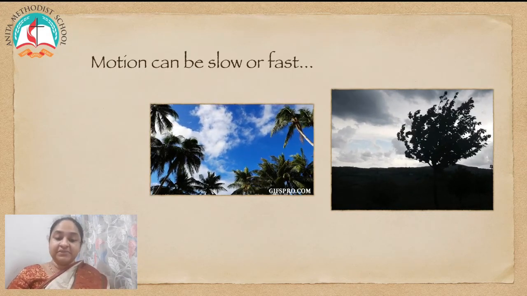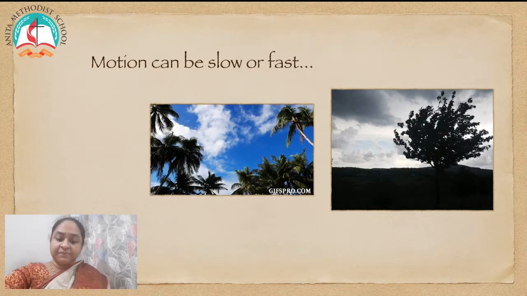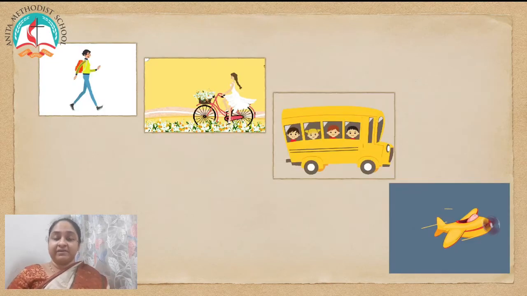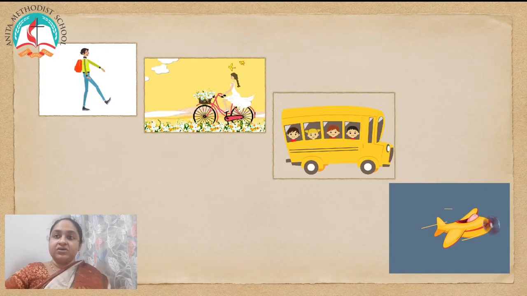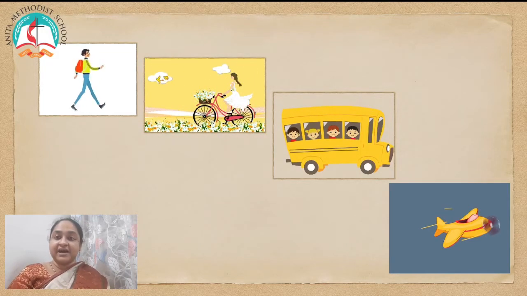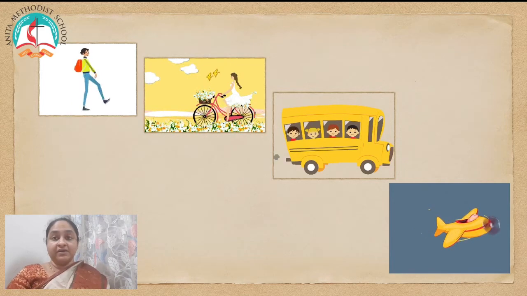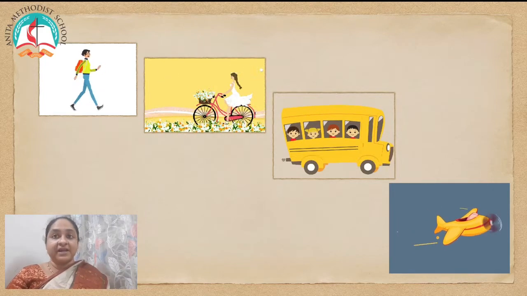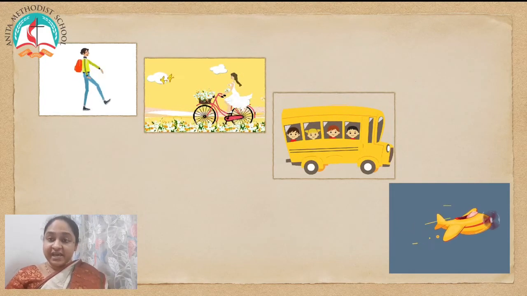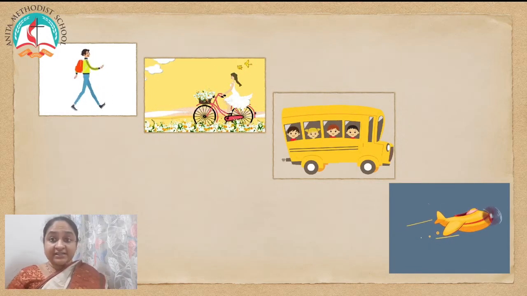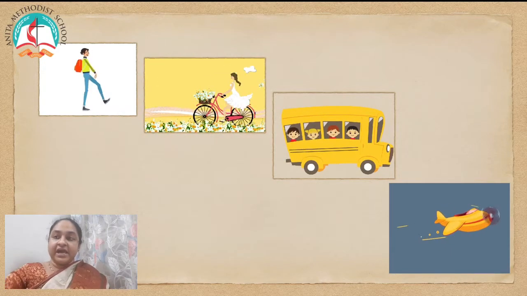And how will we say something is slow or fast without comparing with anything else? How do we say that? You see a person walking here, and then a girl is riding a bicycle. You would all have traveled in a bus, and you would have seen aeroplanes flying in the sky, or you would have even traveled in one. We know that the person walking, we call him slow compared to the girl riding the cycle. But the cycle is slow compared to the speed of the bus, and everything else is slow when compared to the speed of the aeroplane.